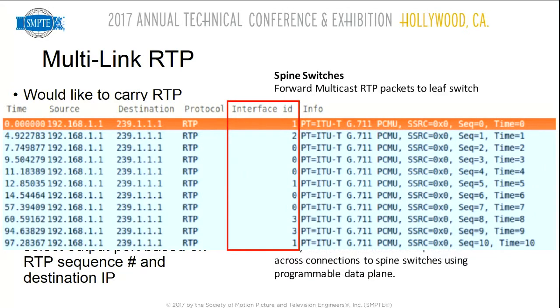This is an example of a single flow, which is coming in, and this is the output of the switch. And you can see sometimes it comes out of port 1, and sometimes out of port 2, and sometimes out of port 0. So again, we're hashing based on the RTP sequence number.